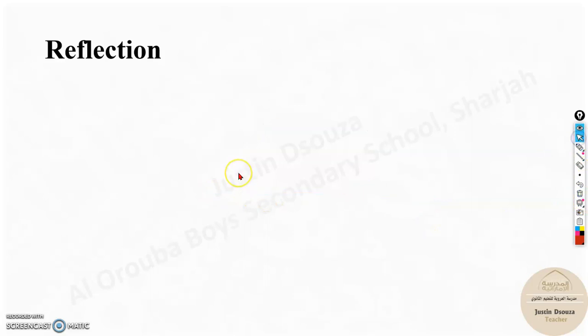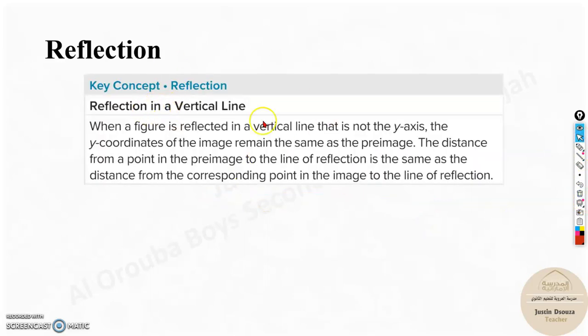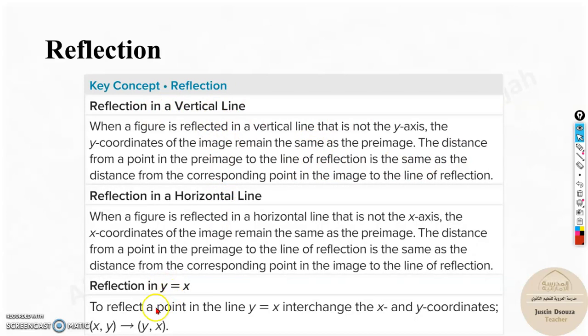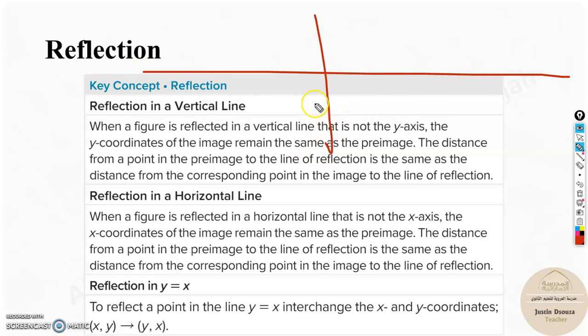Now about reflection. Reflection can be done over different lines: a vertical line, a horizontal line, and y equals x. Over here, it can be any vertical line. So now this is the x-axis, y-axis. Imagine they ask you to reflect along a vertical line, say x equals 2. You need to draw a line over here. And now imagine there is a figure like this. This must be reflected over here. It will be over here, something like this.